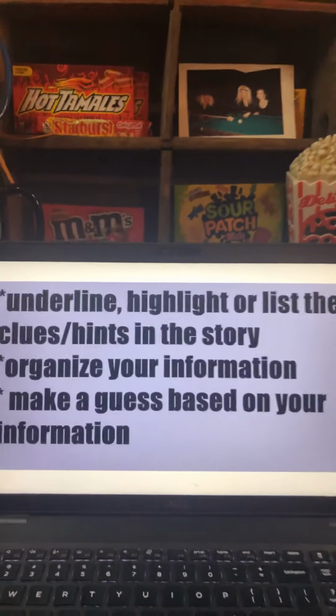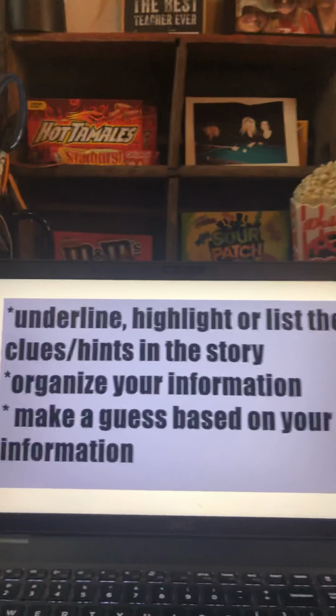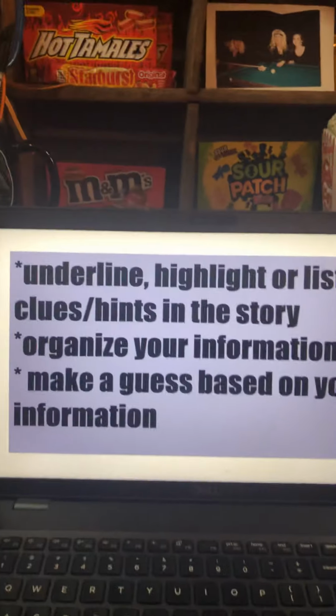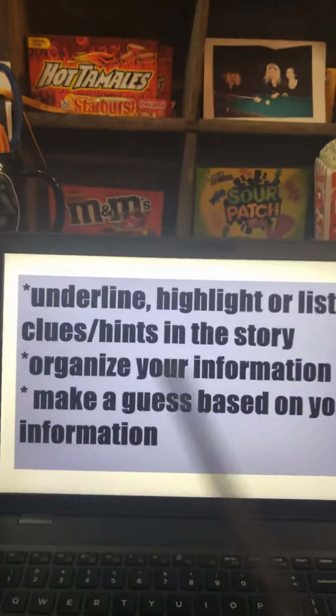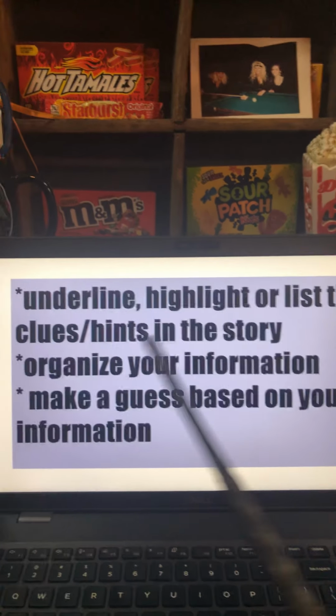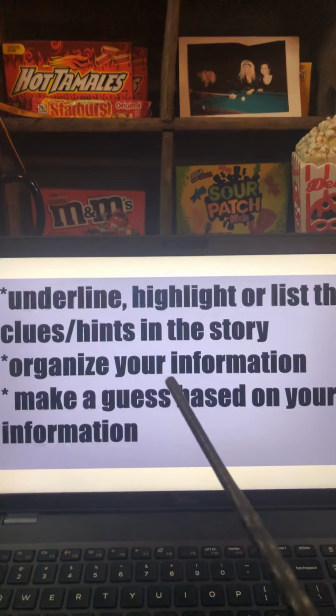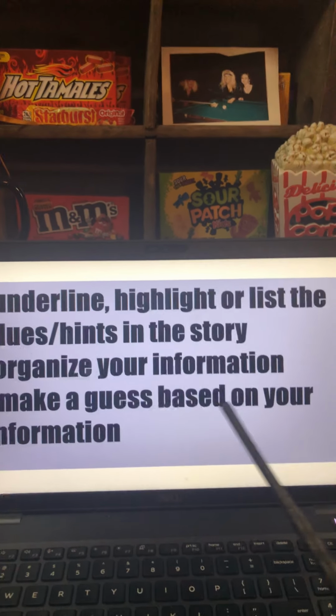So let's look on here. Okay, so you're gonna write something today, and when you do something that has to do with drawing a conclusion, you wanna do some steps to come up with that answer to whatever the question is. So here are some things that you should do to come up with an answer by drawing conclusions. Now we'll look at that. Okay, we have underline, highlight, or list the clues, hints in the story, organize your information, and make a guess based on your information.